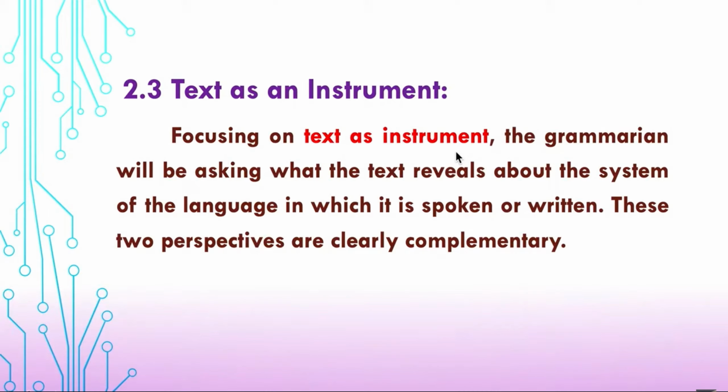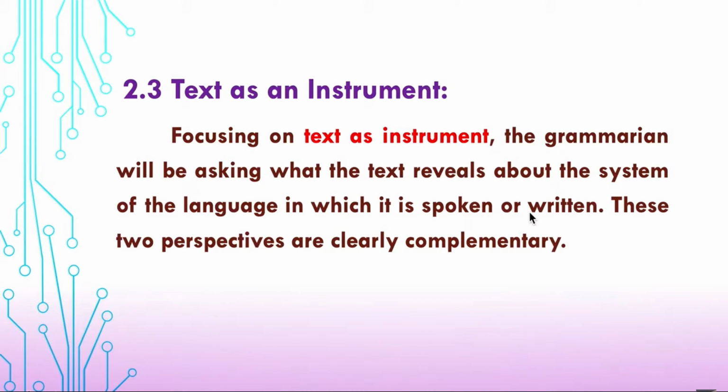We have beautiful poetry, we have beautiful compositions. How has this beautiful poetry been written, what is the beauty of the language, and so on and so forth. So, what the text reveals about the system of the language in which it is spoken or written. Text as instrument means that text becomes a helping tool for us to understand the language, to understand the system, to appreciate the beauty of the language, how it has been expressed, how it has been written. And these two things, the text as an object and the text as instrument, are very closely related and complementary. They move on hand in hand at the same time. You cannot separate them.